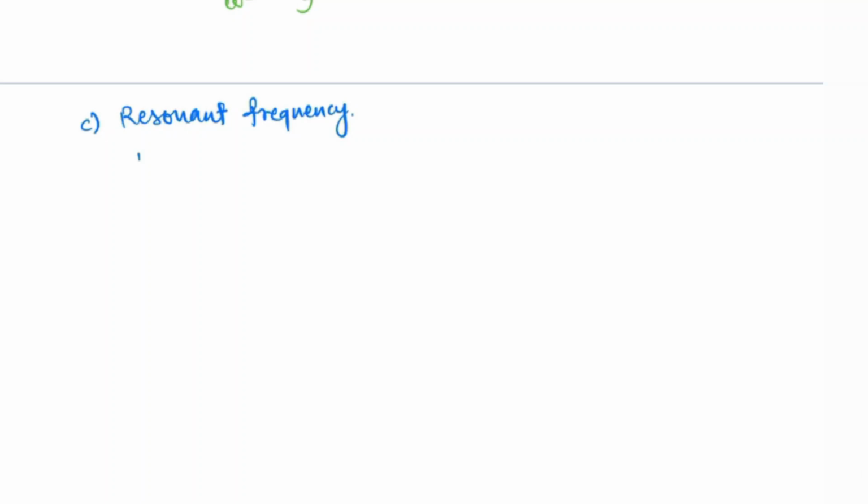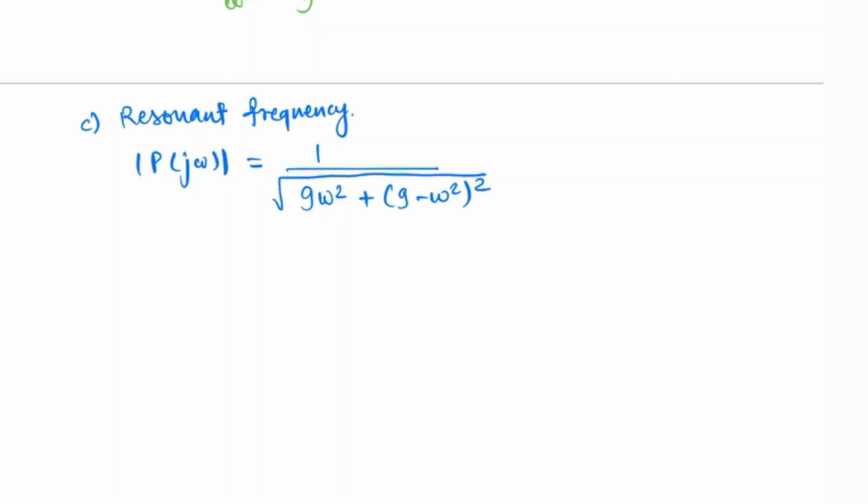So we have the given transfer function as 1 over the square root of 9 omega square plus 9 minus omega square whole square. So consider the term inside the square root as d of omega, which is 9 omega square plus 9 minus omega square whole square.